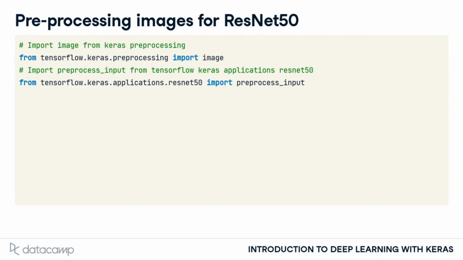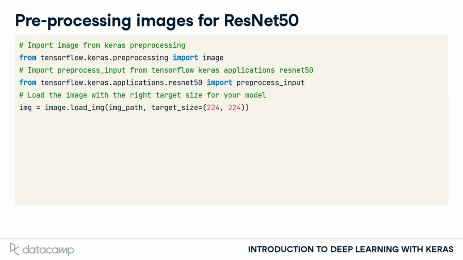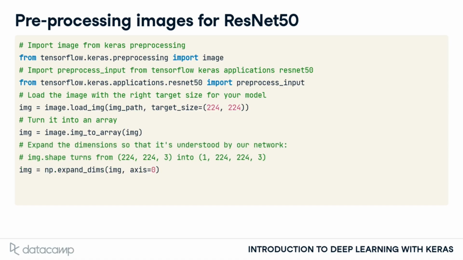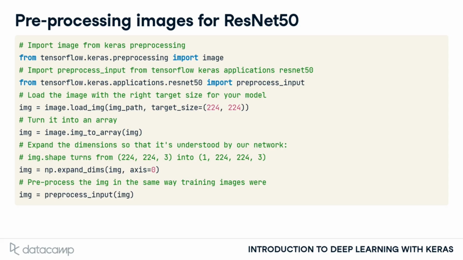To prepare images for ResNet 50, we will do the following. First, import image from TensorFlow Keras preprocessing, and preprocess input from TensorFlow Keras applications ResNet 50. We then load our image with load image, providing the target size. For this particular model, that is 224 by 224. We turn the image into a NumPy array with image to array. We expand the dimensions of the array and preprocess the input in the same way the training images were.